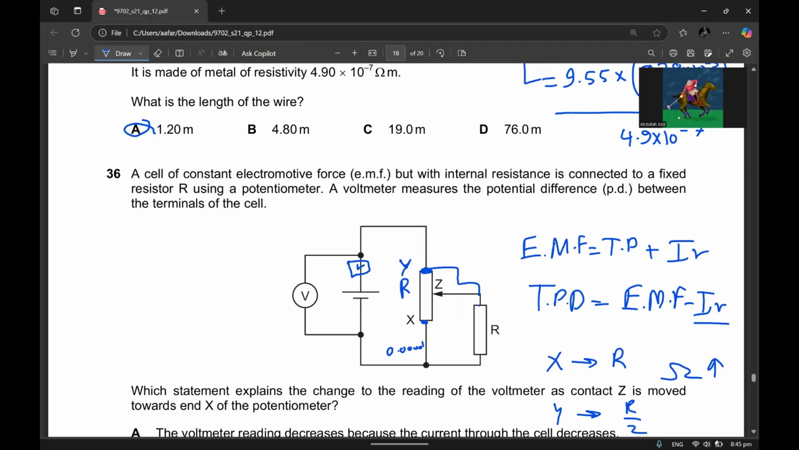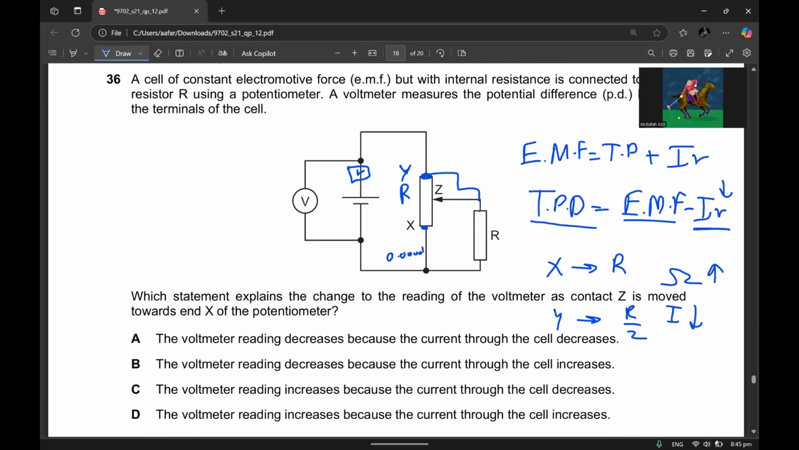If the resistance is increasing, the current will decrease. And if the current decreases, the drop across the internal resistance decreases. That means the terminal potential difference increases since EMF is constant. Hence, the voltmeter reading will increase because the current through the cell decreases.